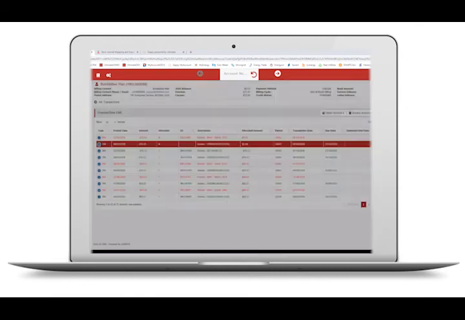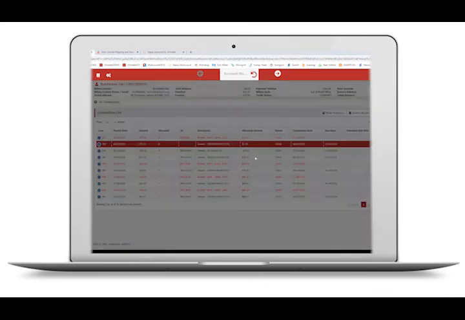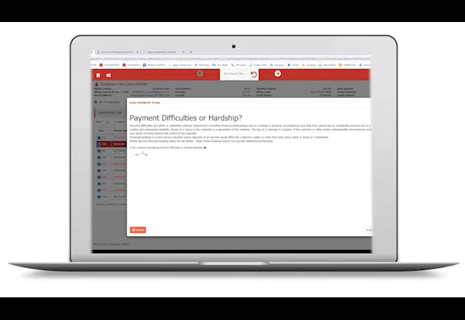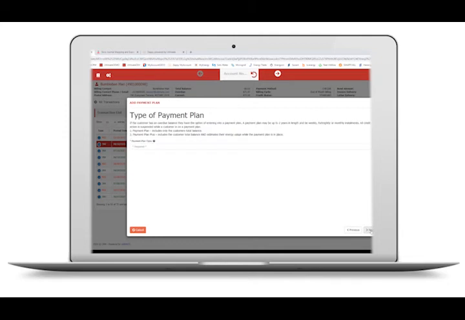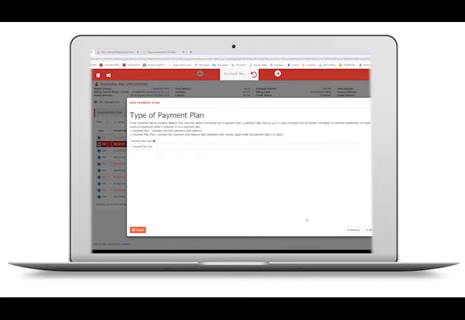We're able to send reminder notices, manage payment plans. So if we've got a payment plan sitting here, we can create payment plans for hardship customers. We can identify them as hardship or not. Here we go. So we can say, is this customer experiencing difficulties or hardship? Yes, they are. Therefore, we'll put them on a payment plan. Does it cover their arrears or their usage while they're on the payment plan? So we go through and do all that.